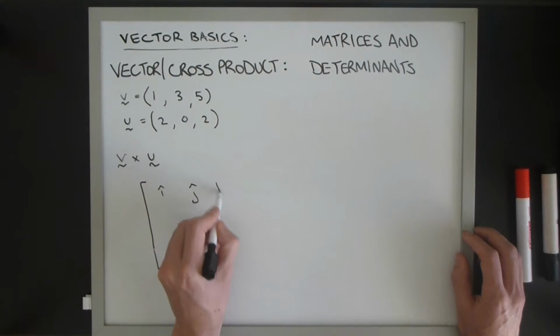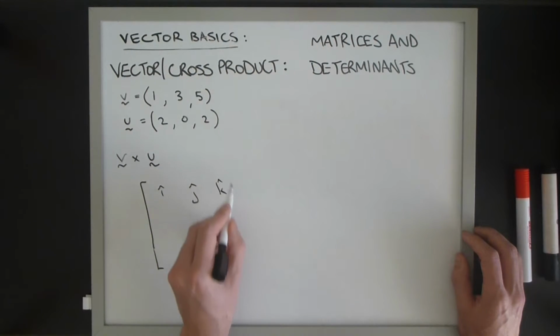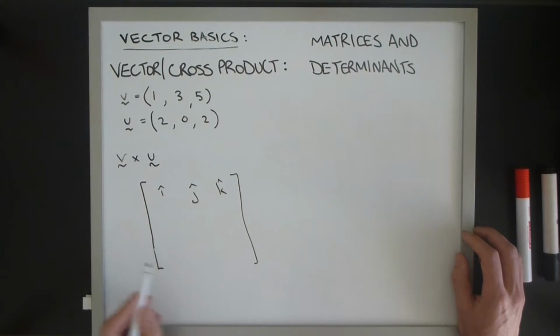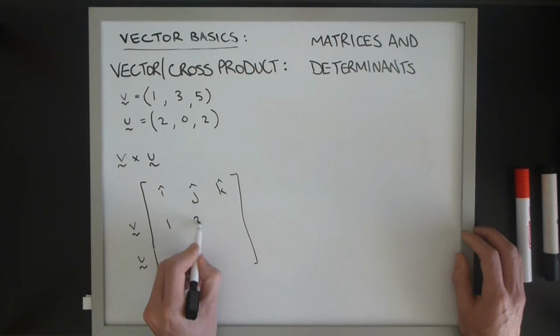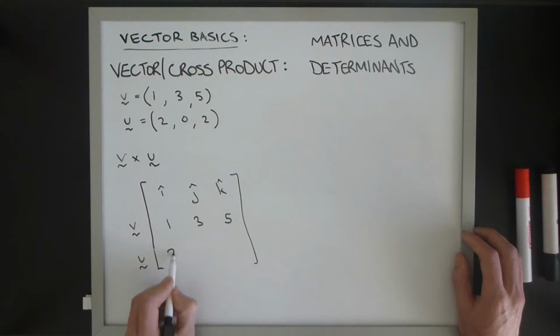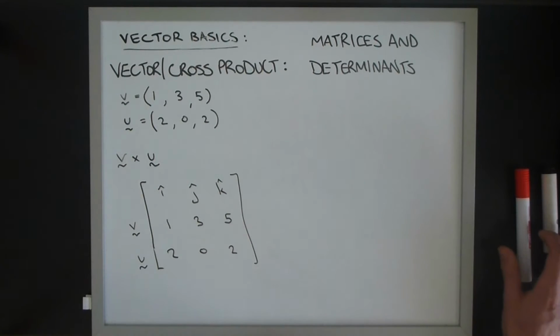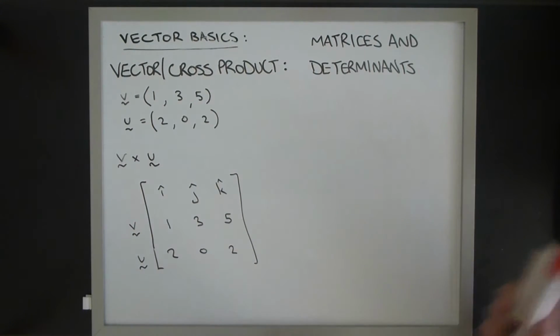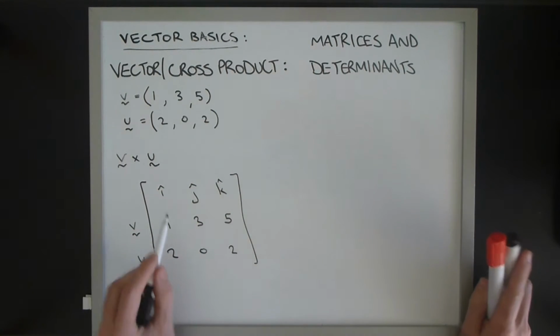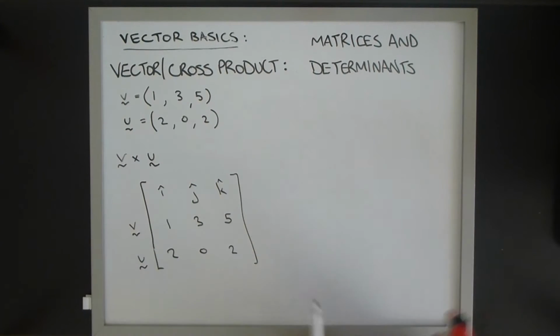Where our top row is i, j, and k. We have v being the second row, and we have u being the third row. So we have 1, 3, 5, and 2, 0, 2. Now, remembering that rule about positives and negatives, we're going to be taking the top row for our determinants.